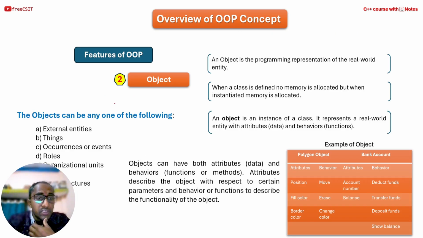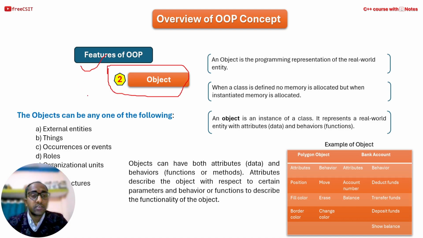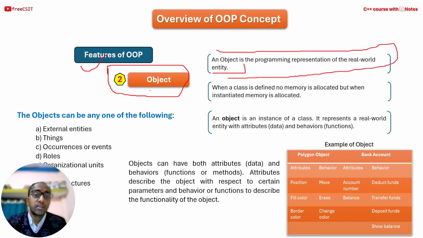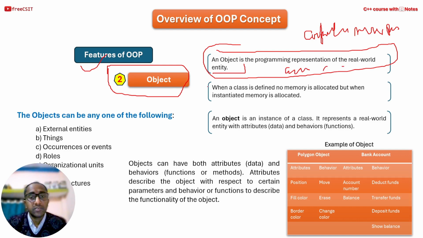And for the features of class, I have written some objects here. This is the second feature, that is the objects. An object is the programming representation of a real world entity. Just like a computer, mouse, person, it means many things. It is a real world entity, animals, dog.